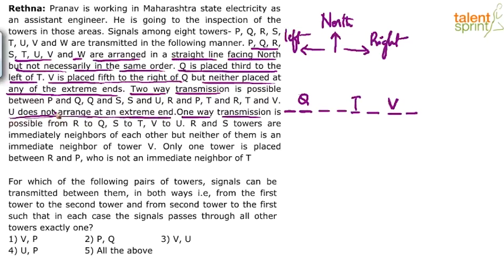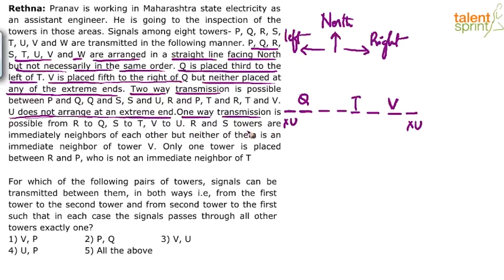You will not take the extreme position, which means you will not come in this position and in this position. You cannot come in the extreme positions. Then he talks about one-way transmission. One-way transmission is possible from R to Q, S to T, V to U. Again, this also is not very useful immediately. So let's skip it and move to the next point.